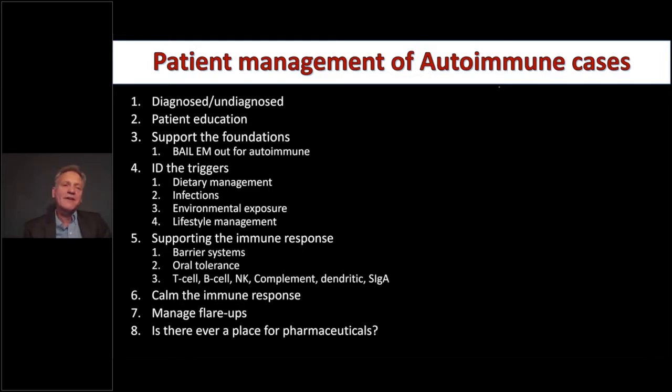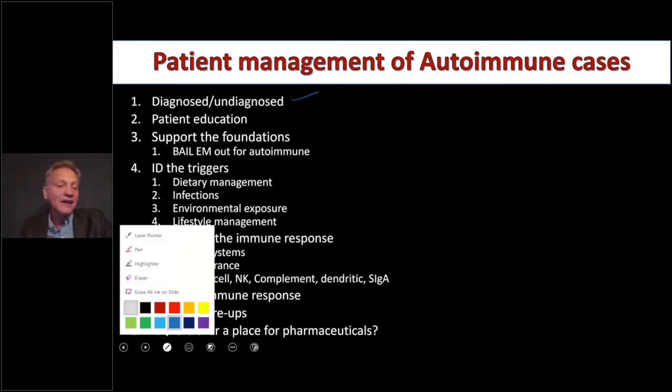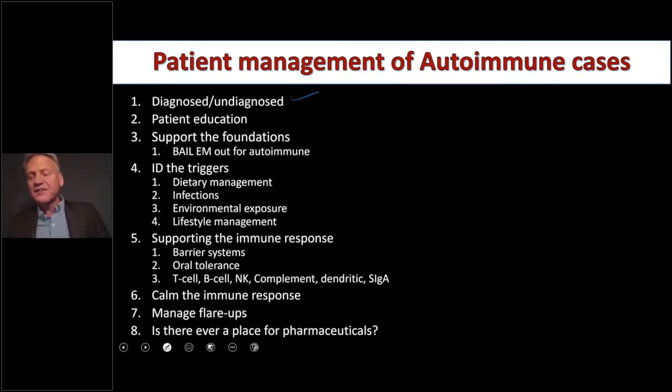So what I find very important is, first, when somebody comes in, are they diagnosed or undiagnosed? Some people come in and say, I have Hashimoto's, I have rheumatoid arthritis, I have lupus, and it's already been diagnosed. And so you just go to stage 2, so step 2. But if it's undiagnosed, I'll give you some hints later in the program to show you how to tell.